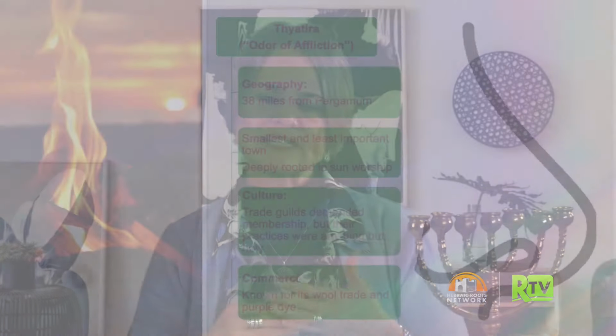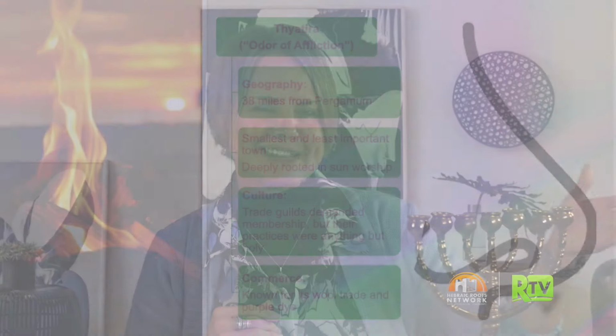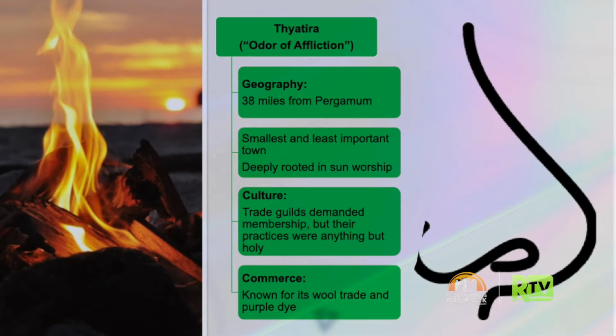So again, I hope you heard some key words there, places you could anchor them. But Thyatira means odor of affliction. So again, if you think about that smell and that take us all the way back to the salmon and that aroma and being able to move in the right direction. And here, they were following Jezebel. They were worshiping the creation and not the creator. So it was the smallest and the least important town, ironically enough, and it was deeply rooted in sun worship.